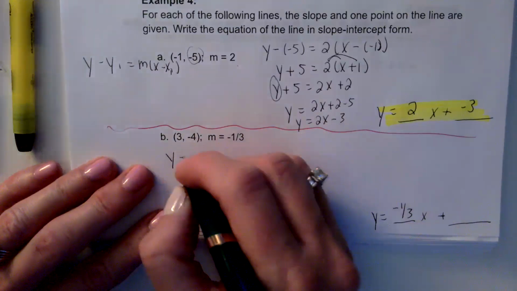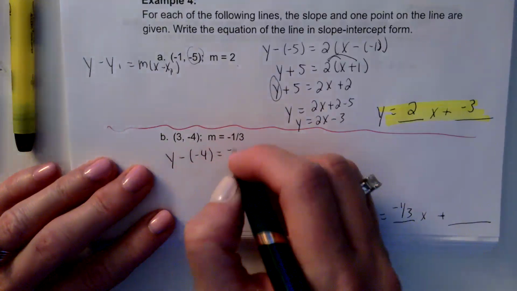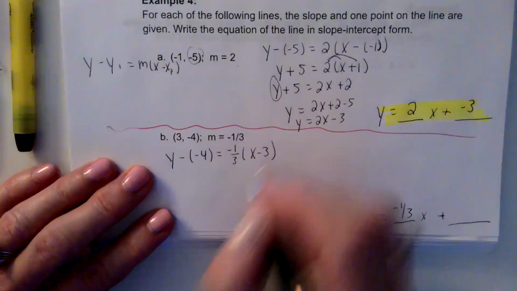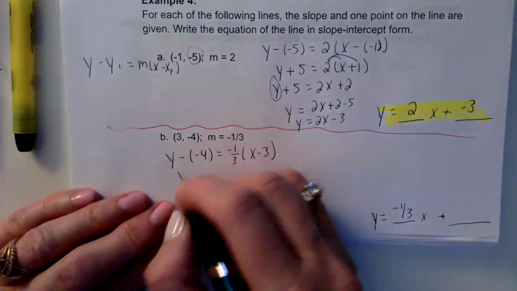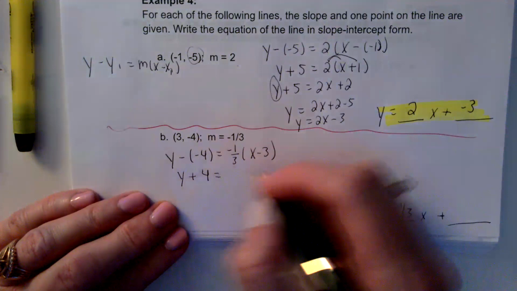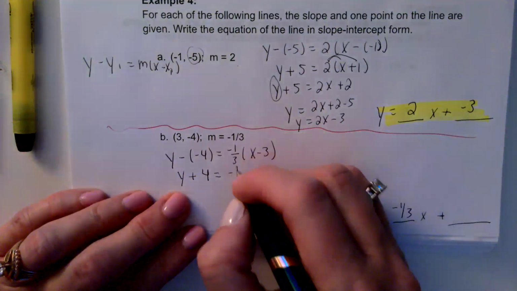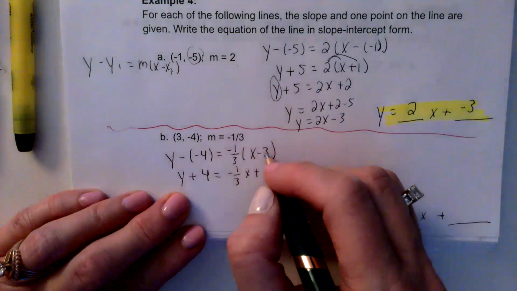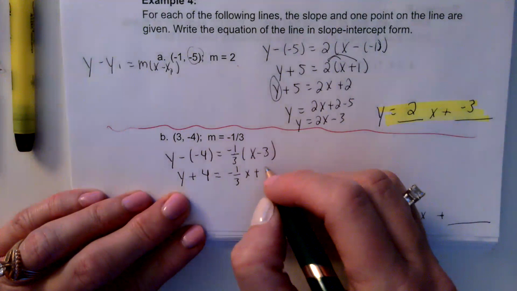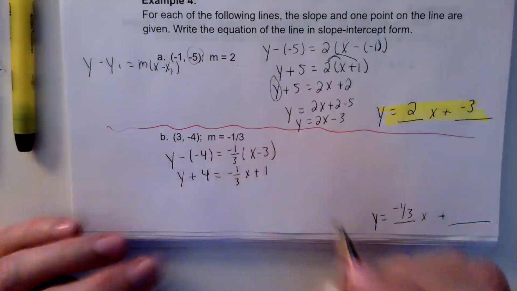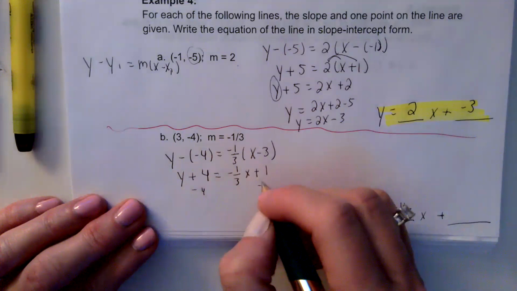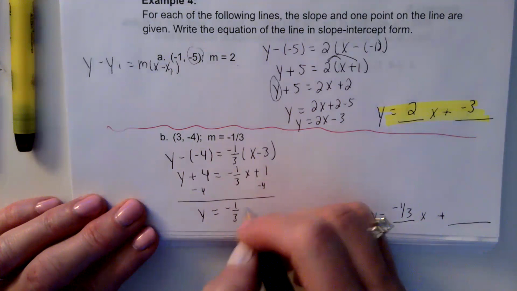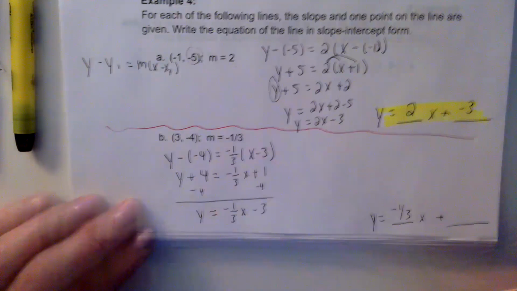So y subtracting -4 equals -1/3 times x minus 3. So y plus 4 equals -1/3 x plus -1/3 times 3, which is just 1. And then I'm going to subtract 4, and we have y equals -1/3 x minus 3.